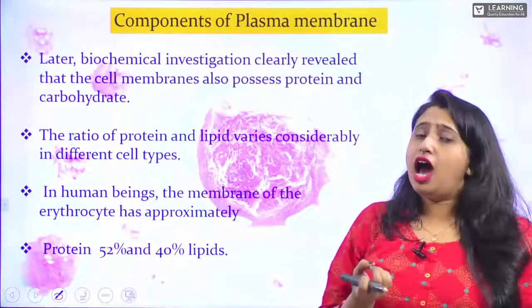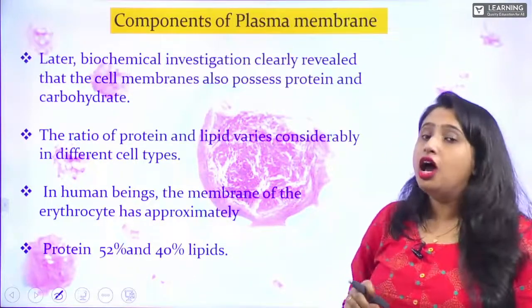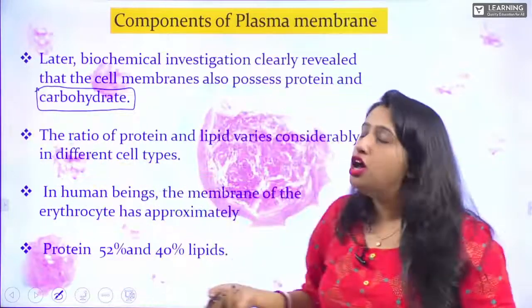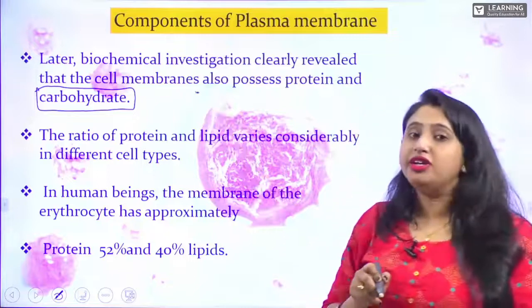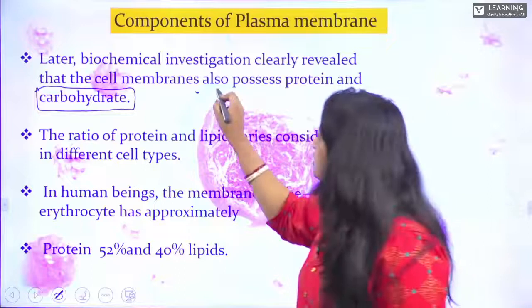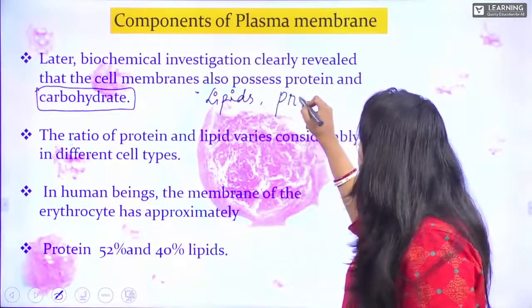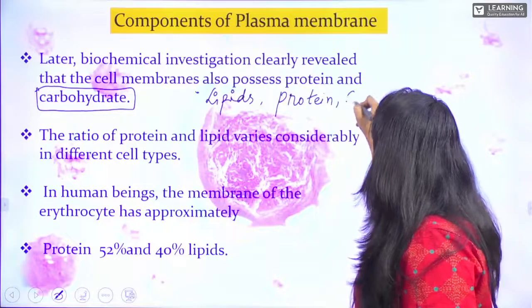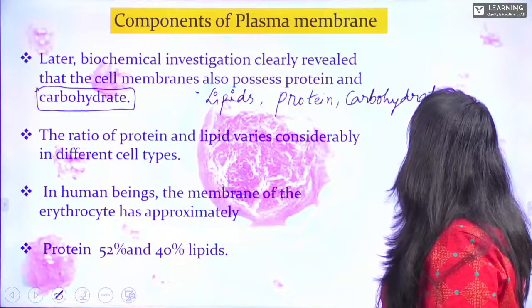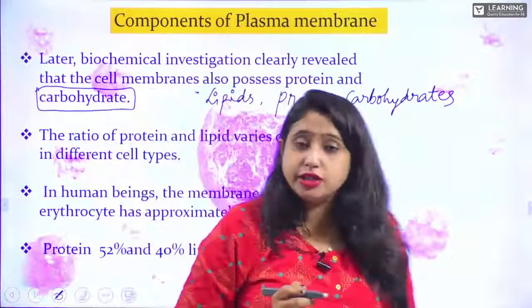So later, the scientists discovered that the plasma membrane also consists of what? Carbohydrates. Okay, so carbohydrate is also present. So it was said that the plasma membrane consists of three major components, that is the lipids, protein, and the carbohydrates. So these are the three chemical components of the plasma membrane, right?